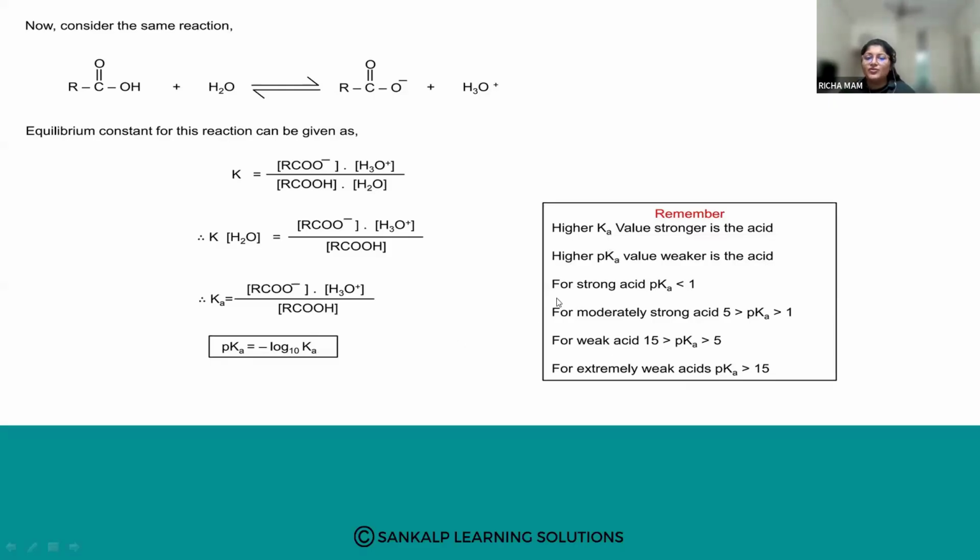For a strong acid, pKa should be less than 1. For a moderately strong acid, 5 is greater than pKa, which is greater than 1. For a weak acid, 15 is greater than pKa, which is greater than 5. For an extremely weak acid, pKa is greater than 15. These things you have to remember.